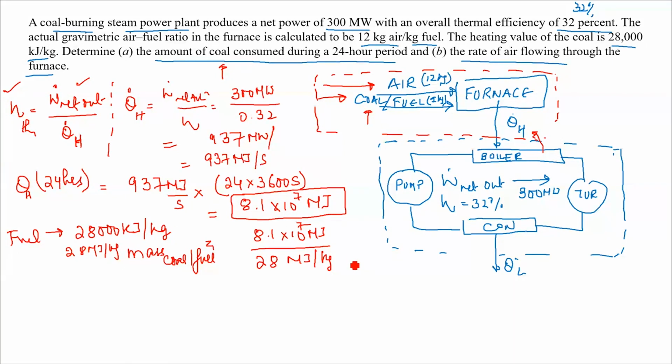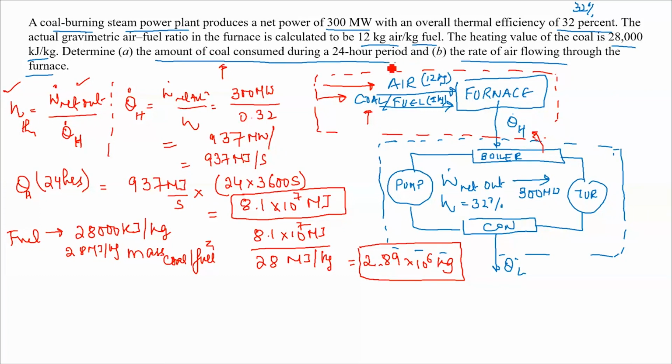This would give me how much amount of coal? 2.89 into 10 to the power 6 kg. First part is done. Yes, sir. The amount of coal consumed during the 24-hour period.